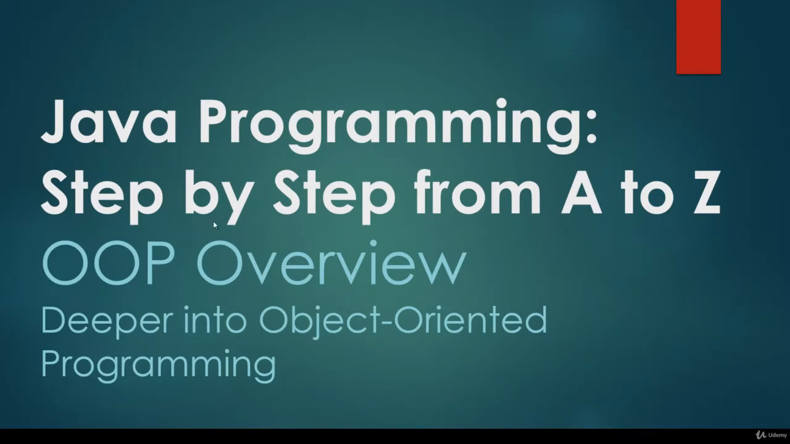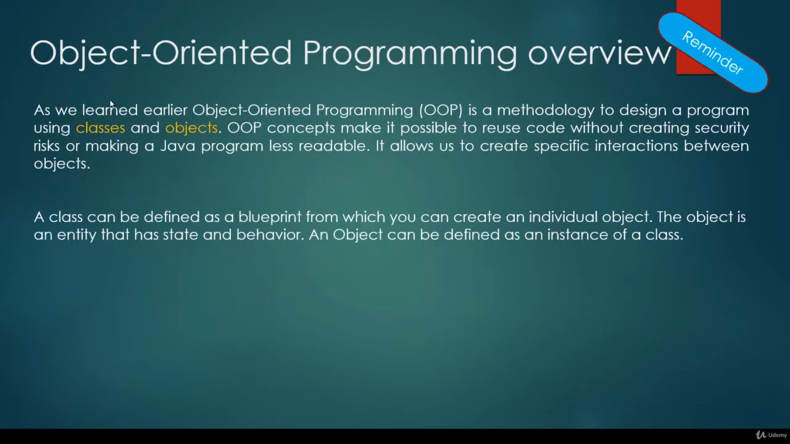In the coming lectures, we are going to talk about object-oriented programming. As we learned earlier, object-oriented programming is a methodology to design a program using classes and objects. Object-oriented programming concepts make it possible to reuse code without creating security risks or making a Java program less readable. It allows us to create specific interactions between objects. So these are the main characteristics of object-oriented programming.